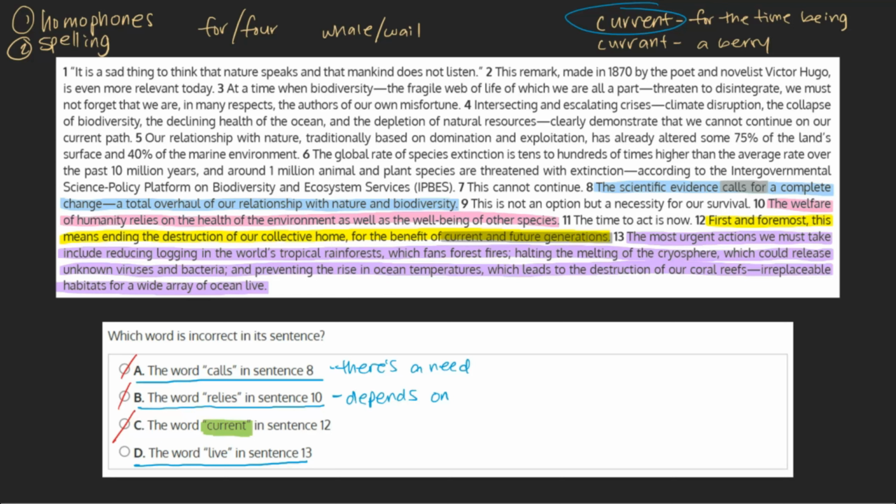Although it has a similar pronunciation, we can see that the word here is meant to be life, to complete the phrase ocean life. As we see this word is incorrect in its sentence, we can mark this choice as our final answer.